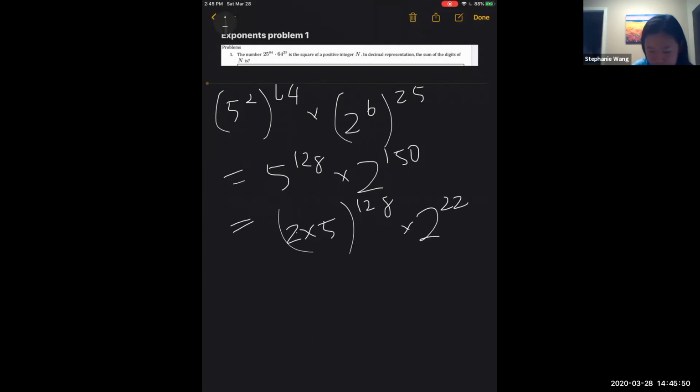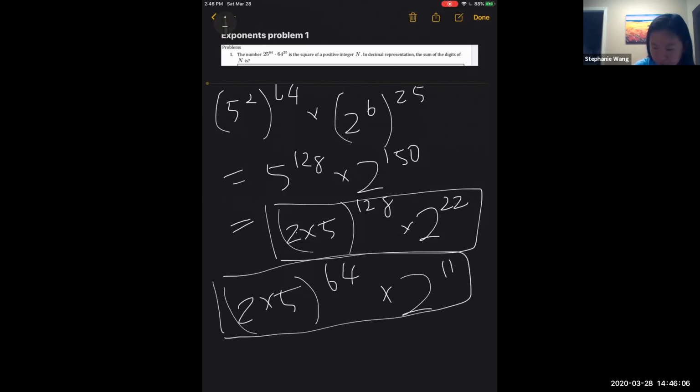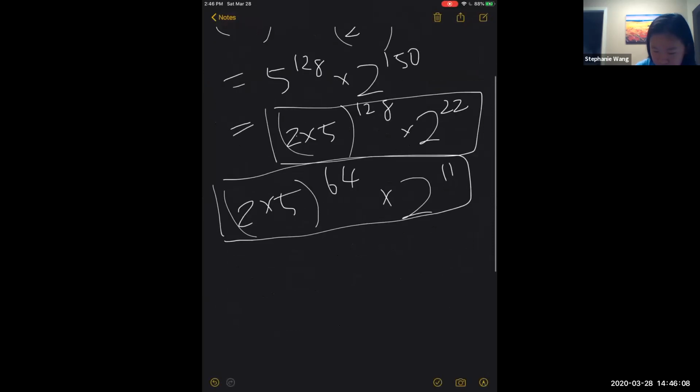But the problem says that this is actually the square of a positive integer. We're trying to find the square root of this, so you just halve all the exponents. So 2 times 5 to the power of 64 times 2 to the 11th. So this is the number that we're actually looking at. This is n, okay? And we're trying to find the sum of the digits of n.